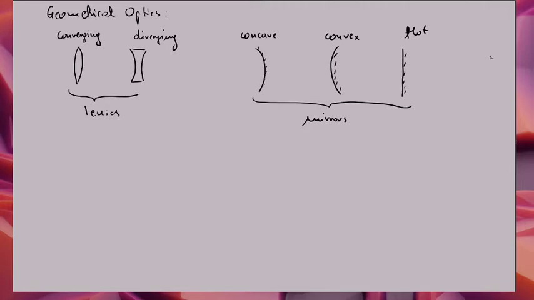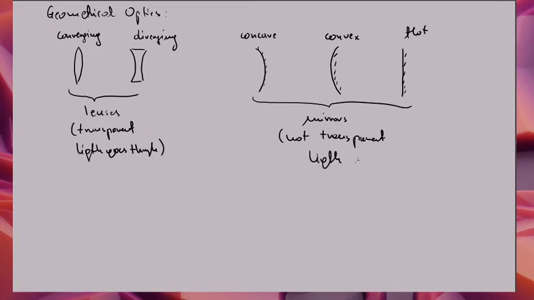So lenses are transparent. These are transparent. And the light goes through. I'm going to put here the light goes through these lenses. And in the case of mirrors, they're not transparent, the light reflects. So I'm going to put here not transparent. Light bounces back. And let's maybe see what's happening with the converging and diverging lenses first.